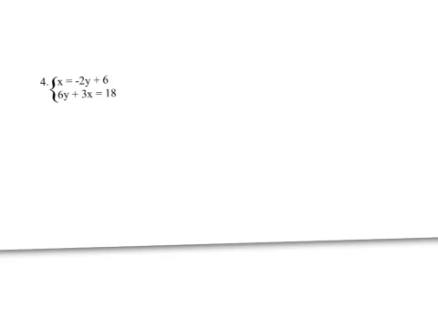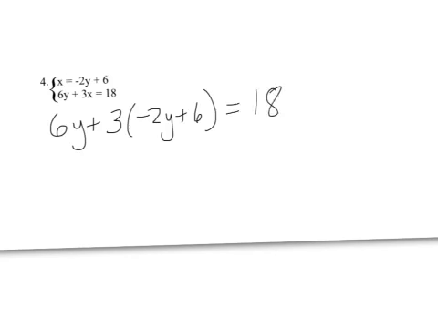All right, so this next one, again, substitution, get a variable alone. There is already an x alone, so I don't do any moving around. I'm going to take this expression, negative 2y plus 6, and I'm going to put it right there where the x is. So I'm substituting the x with negative 2y plus 6. So it's going to look like this. I'm going to get 6y plus 3, replacing the x with negative 2y plus 6, because the above equation says that x equals negative 2y plus 6. The whole thing equals 18.